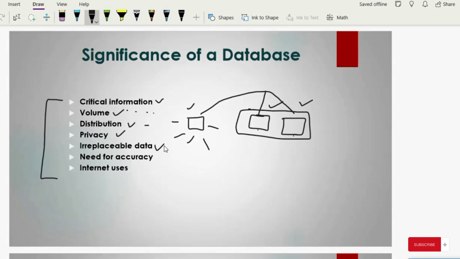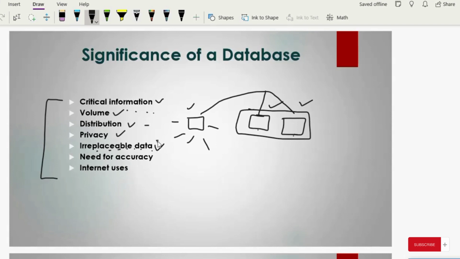Databases contain irreplaceable data. Now, what does irreplaceable data mean? Irreplaceable data means the data stored in these databases is of a unique nature. If it is lost, it can create a huge amount of losses for the organization. So that's why databases are important.